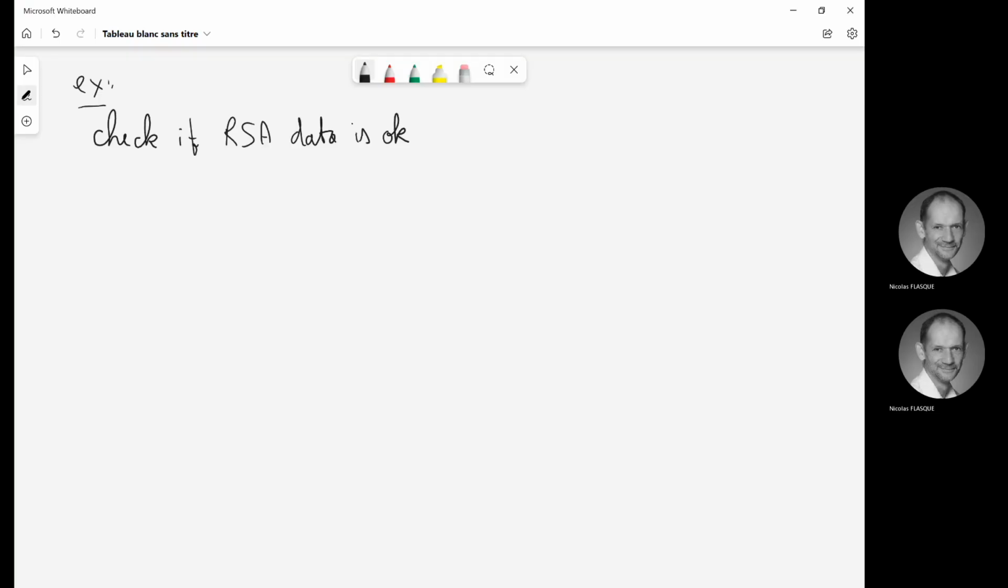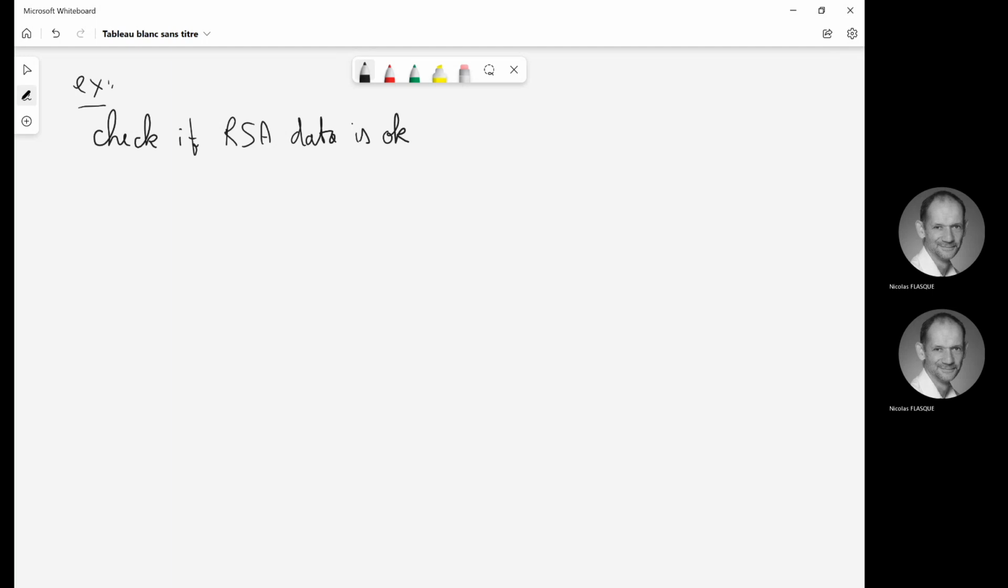So, a little example with values, a classical exercise: check if the RSA data is okay to ensure security and the possibility of ciphering and deciphering messages. Here are a few examples of values from which we will check if everything is okay. That is, n has been built as a product of two prime numbers, then e is prime with phi of n, and d is the inverse of e with respect to phi of n.